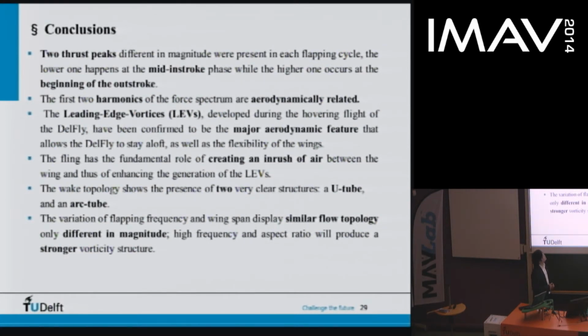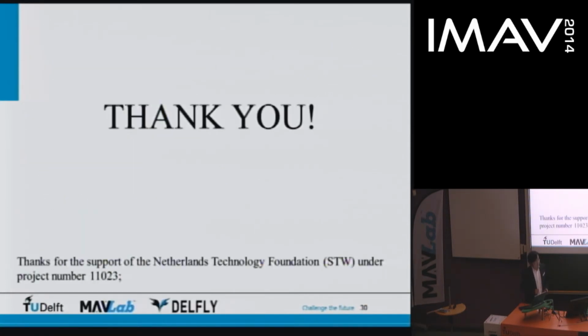Well, regarding the effect of flapping frequency and wingspan, different flapping frequencies and wingspans also give a similar flow topology. They are only different in magnitude. A higher frequency and aspect ratio will just produce a stronger vortex structure, and they can bring more thrust. Okay, thank you.